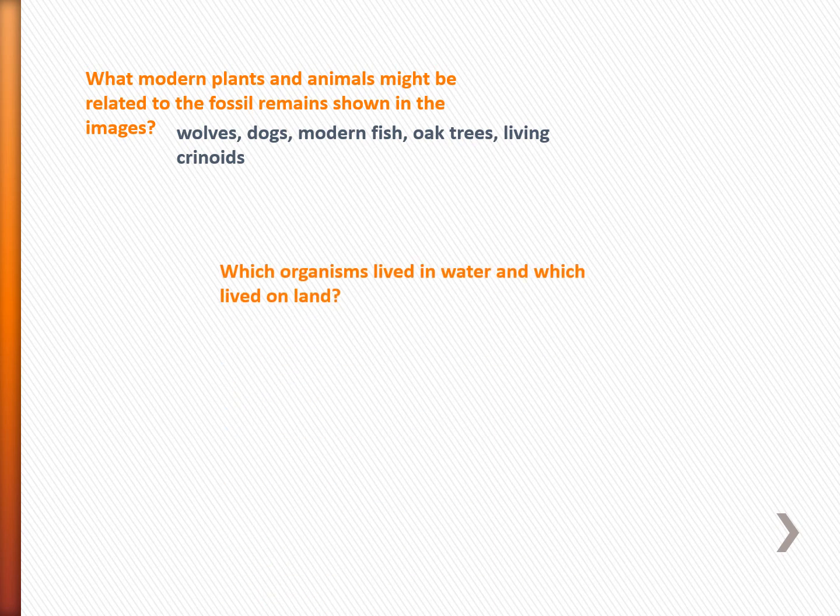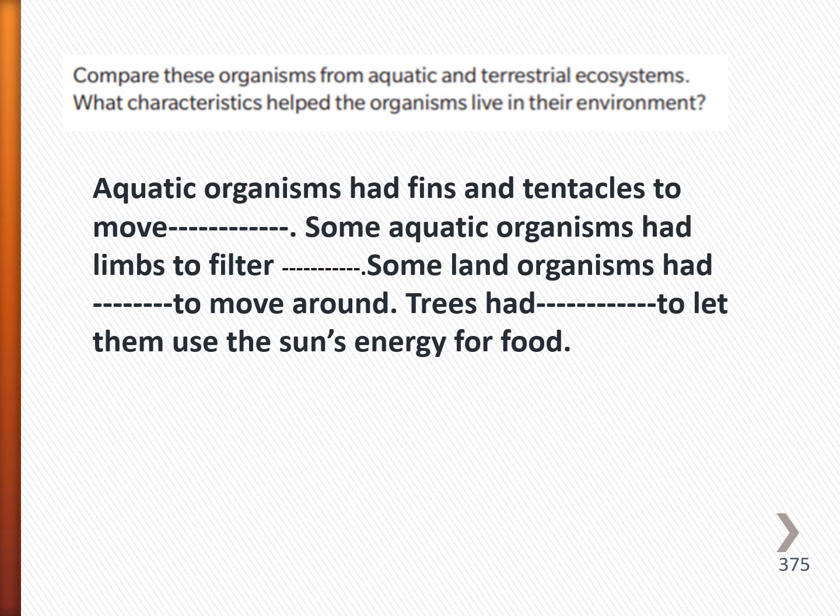Which organisms lived in water and which lived on land? Brilliant! The organisms that lived in water are the ancient fish and feather star. The organisms that lived on land are the dire wolf and oak leaves. We are still on page 375. Question 6. Compare these organisms from aquatic and terrestrial ecosystems. What characteristics help the organisms live in their environment?